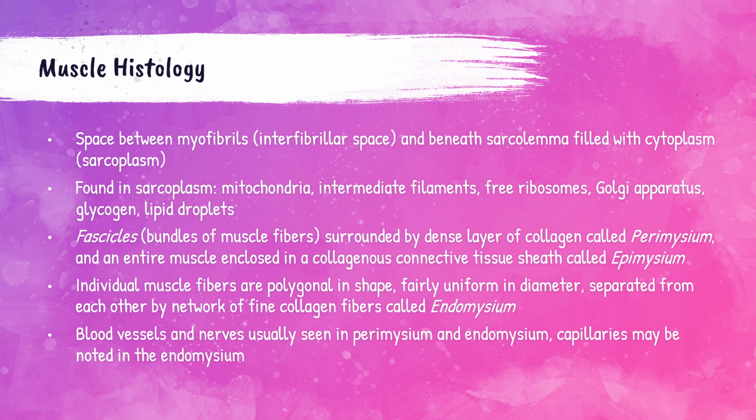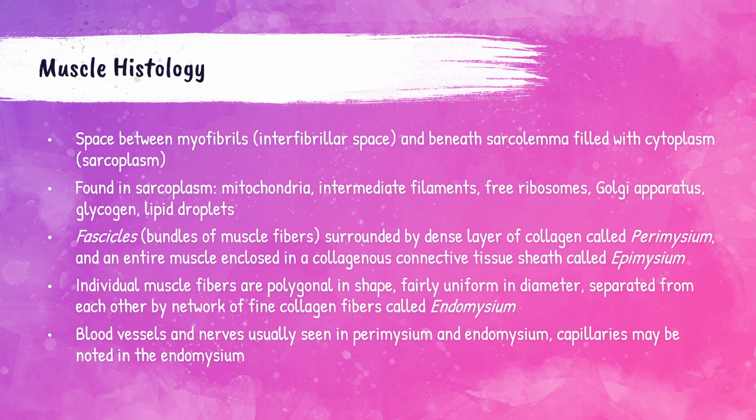Fascicles is the term for bundles of muscle fibers. These fascicles are surrounded by a dense layer of collagen called the perimysium. So the perimysium is the dense layer of collagen that surrounds the fascicles. The epimysium is a collagenous connective tissue sheath that surrounds the entire muscle.